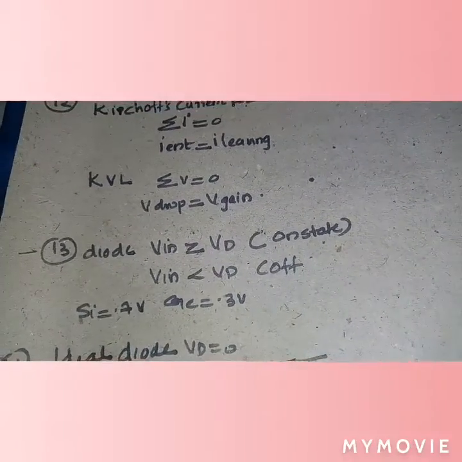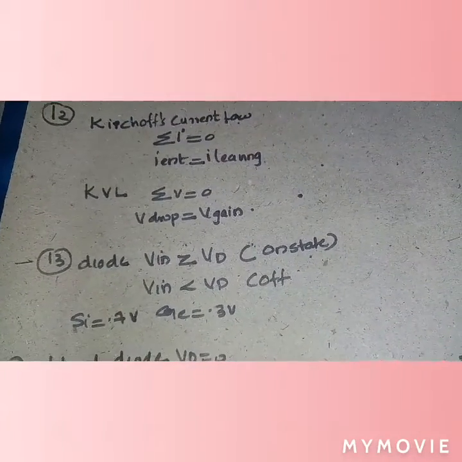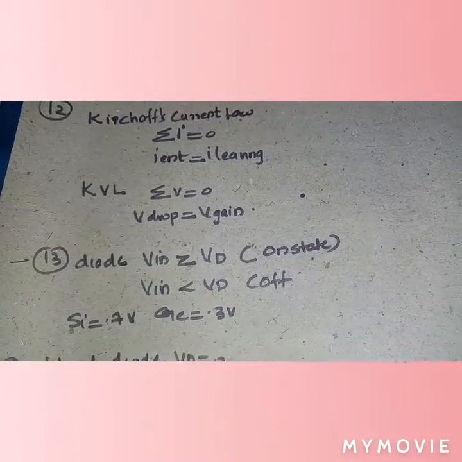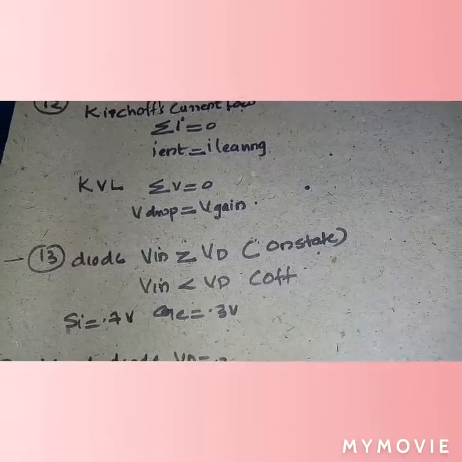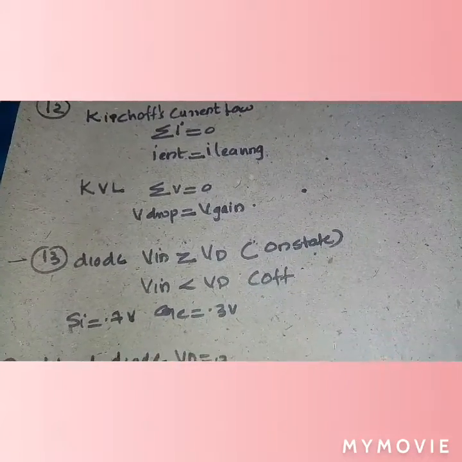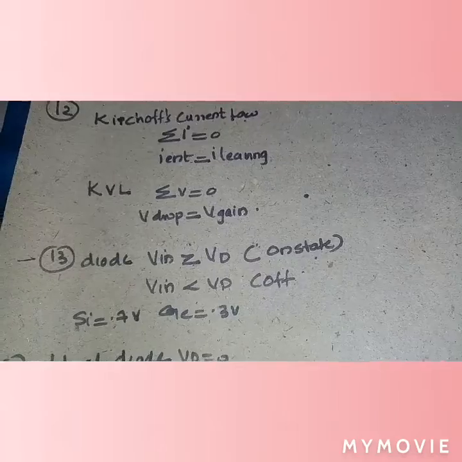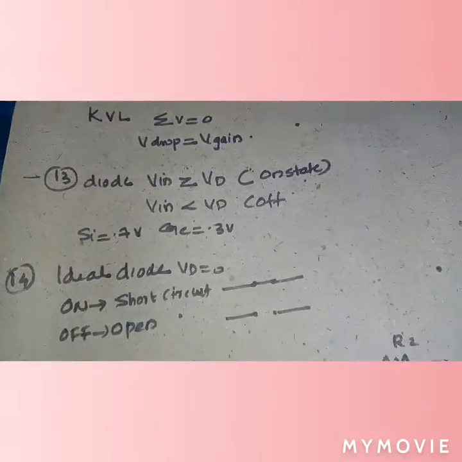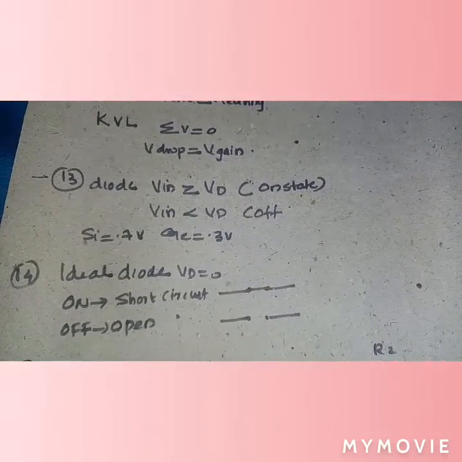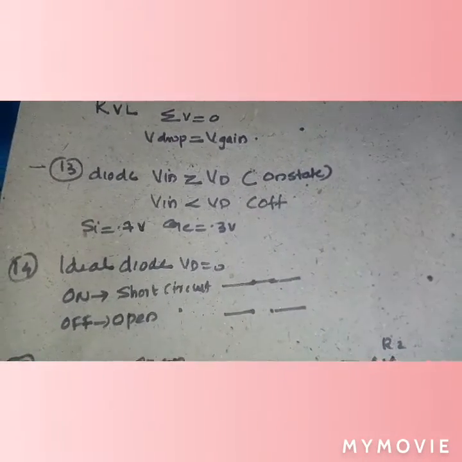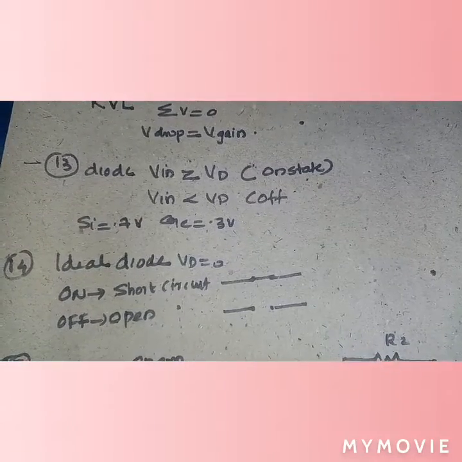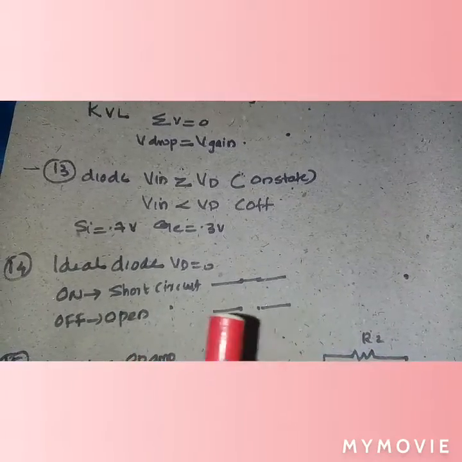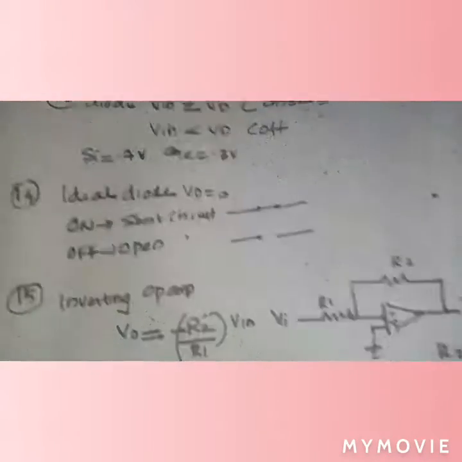For a diode, we consider that if the input voltage is greater than or equal to the diode voltage, it means the diode is in on state. If the input voltage is less than the diode voltage, it means it is in off state. For a silicon diode, the diode voltage is 0.7, for germanium 0.3. For an ideal diode, the diode voltage VD is equal to 0. There is no barrier potential. So we consider the diode on state as short circuited and off state as open circuited.